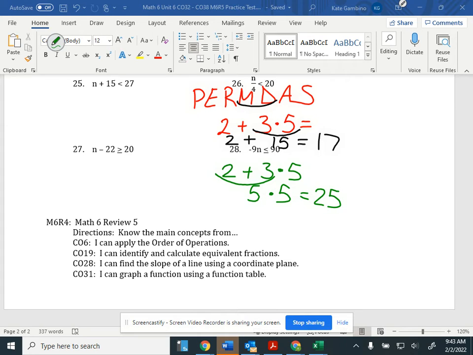So remember, PERMDAS, you might want to put that on your help sheet. What does PERMDAS stand for? Break it up. Parentheses, exponents, radicals, multiply, divide, add, subtract. Remember, you start at the left and you work your way across. Were there any parentheses? Nope. Are there any exponents or radicals? Nope. Is there any multiplying or dividing? Oh, yes, there's my multiplying. I want to do that first.